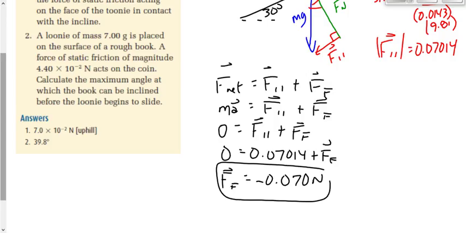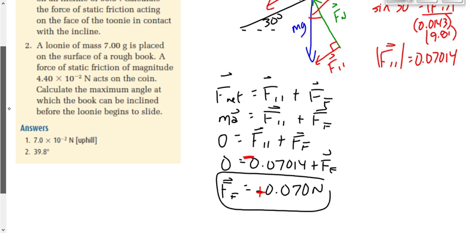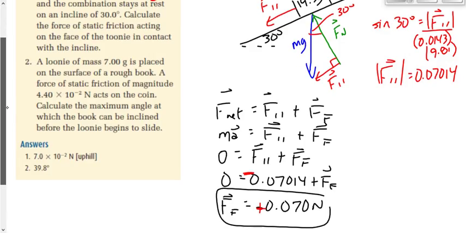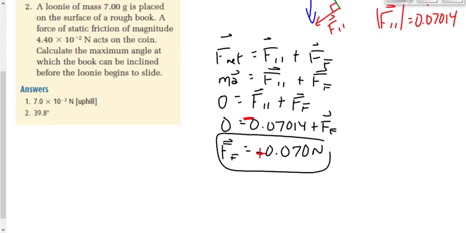I usually make it negative, right? Which makes FF positive. And that makes sense because FF is which way? Up the hill, right? Now, if I had made F parallel positive and defined down the hill as positive, that would have been right. We just have to recognize in that case a negative answer means up the hill, right? Kenzie?